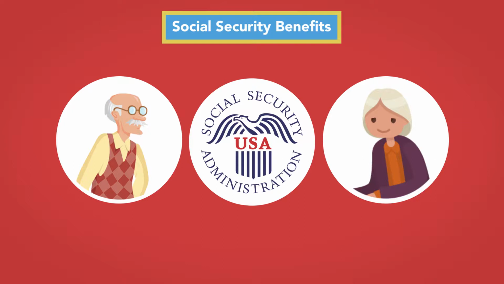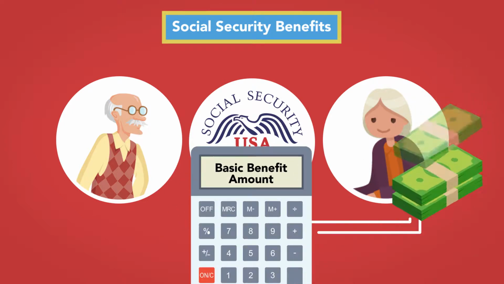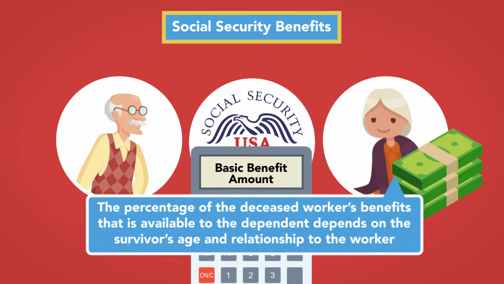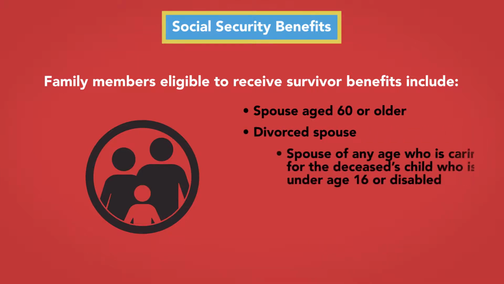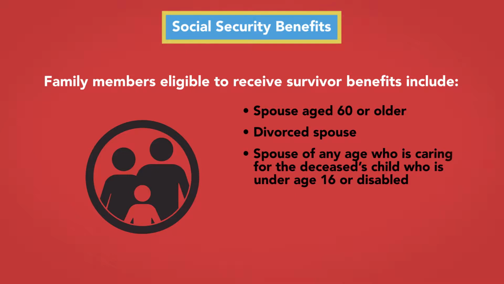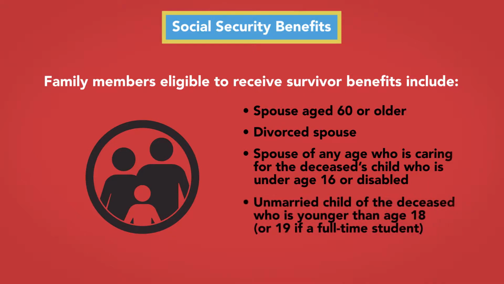Social Security uses the deceased worker's basic benefit amount to calculate the amount survivors receive. The percentage of the deceased worker's benefits that's available to the dependent depends on the survivor's age and relationship to the worker. Family members eligible to receive survivor benefits include a surviving spouse age 60 or older, a surviving divorced spouse under certain circumstances, a surviving spouse of any age who's caring for the deceased's child who is under age 16 or disabled, an unmarried child of the deceased who is younger than age 18, or 19 if a full-time student, and children age 18 or older with disabilities.